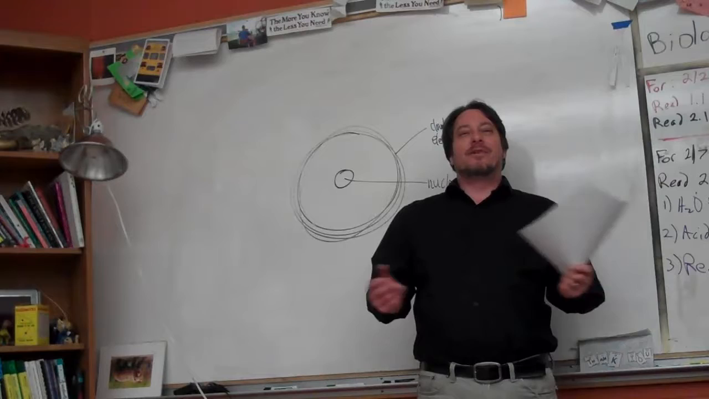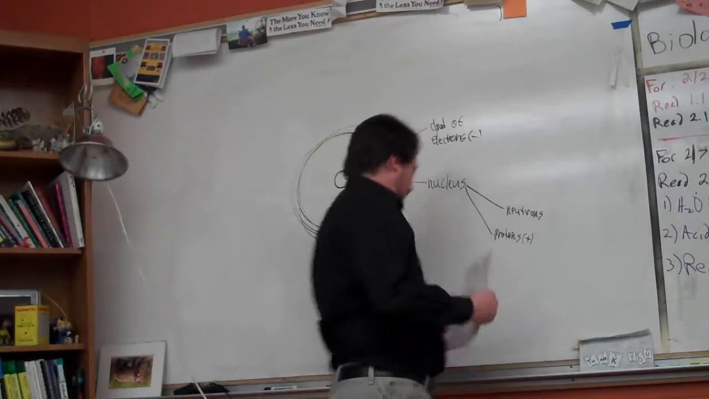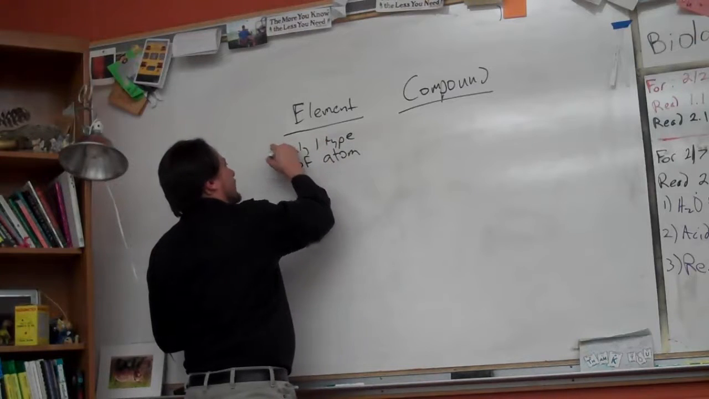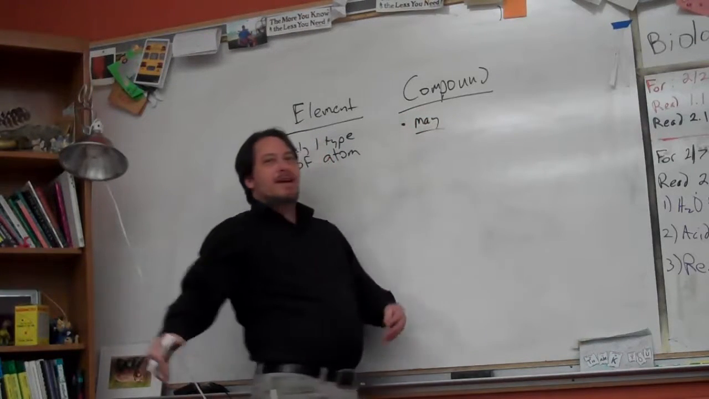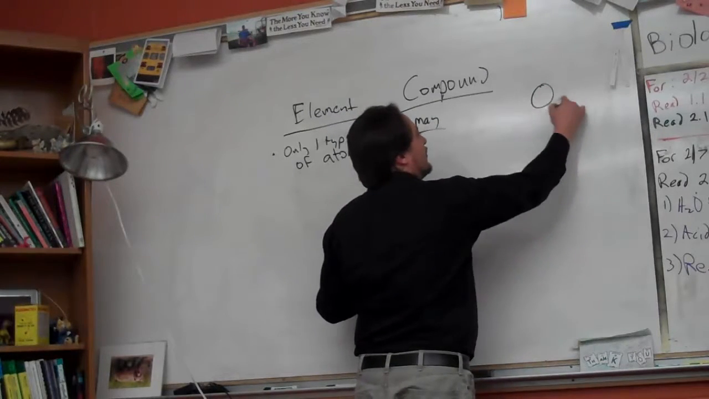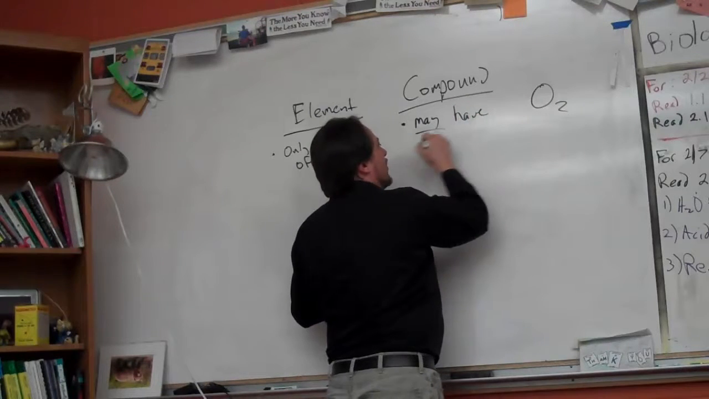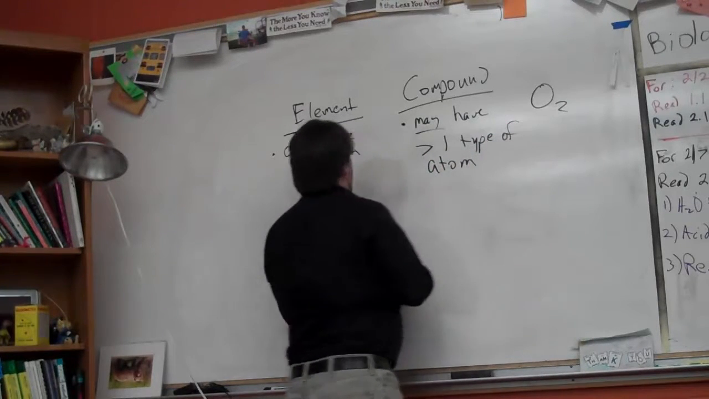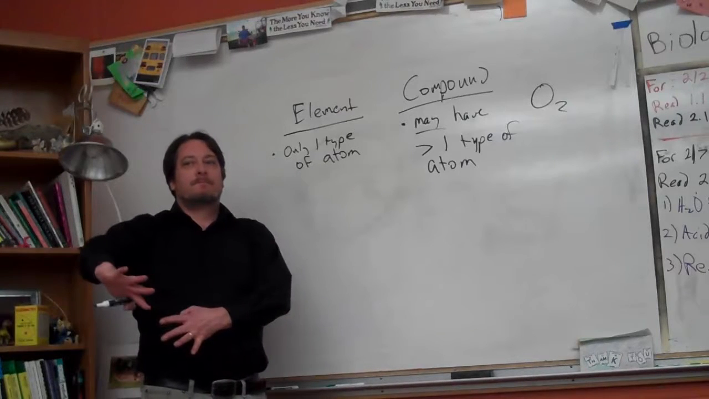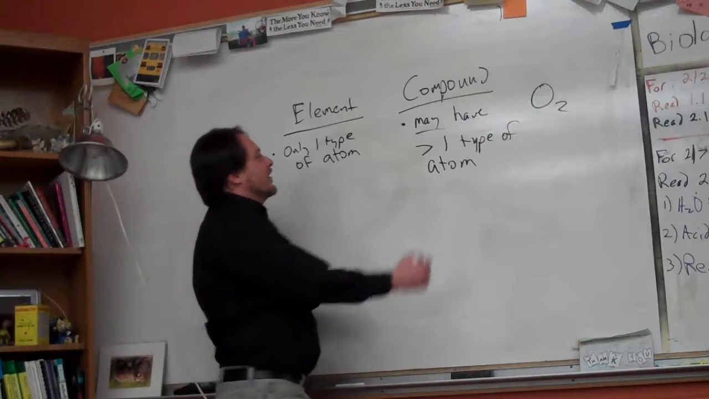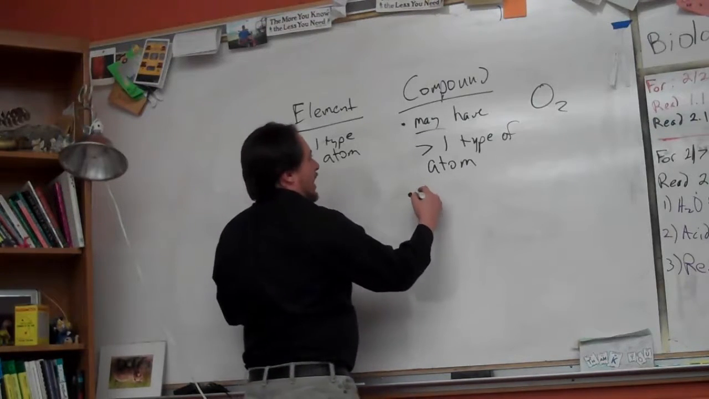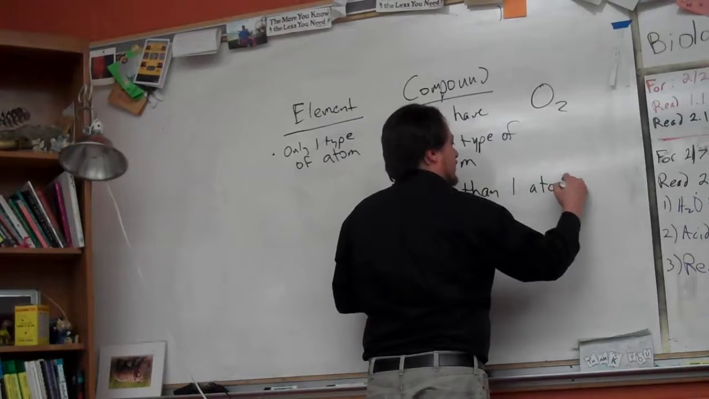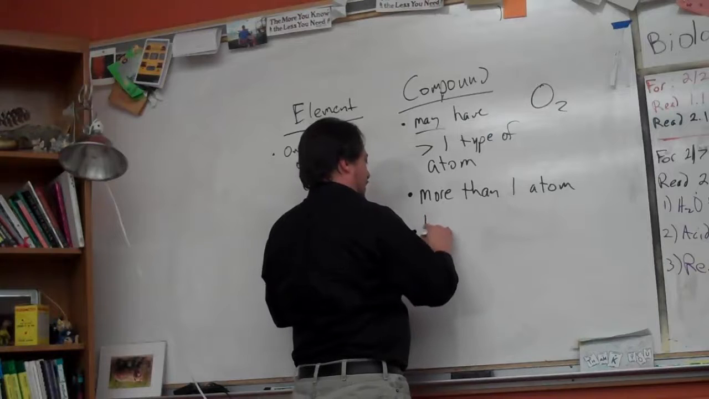Okay, how are compounds different from elements? Somebody we haven't heard from yet. How are compounds different from elements? One type of atom. Compounds may contain more than one kind of atom, because oxygen, O2, is still a compound, but may have more than one type of atom. They're multiple atoms bonded together. Okay, let's say more than one atom. And you just said another one in the same sentence there. They're bonded together.